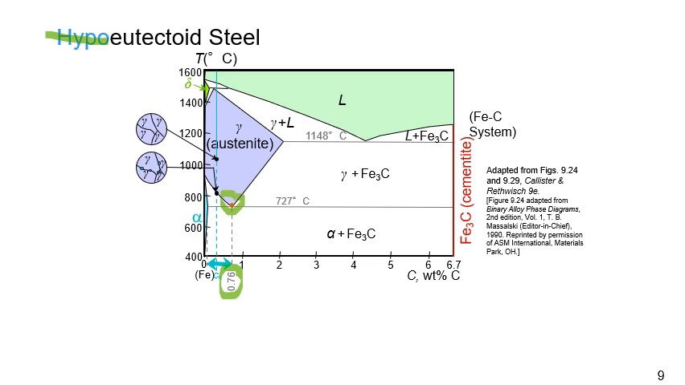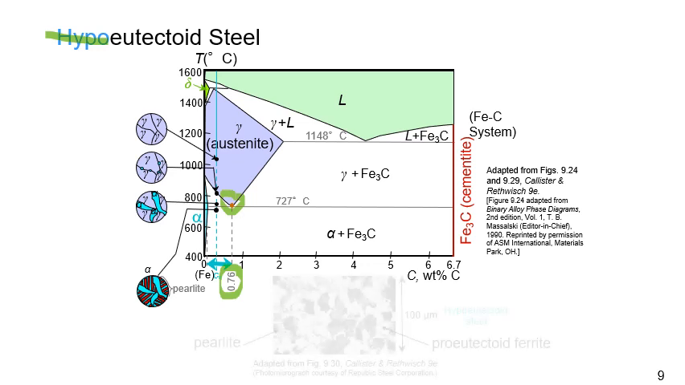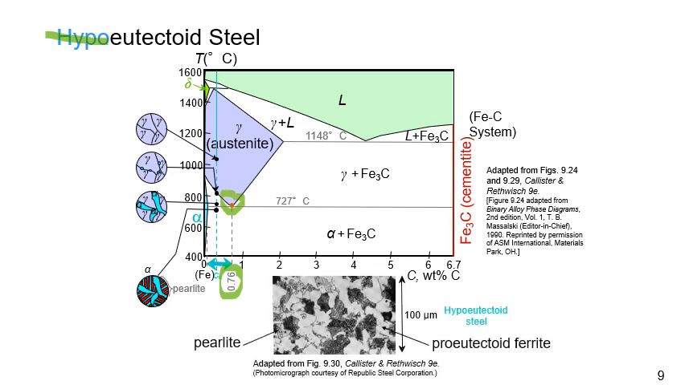But then as soon as we encounter this phase boundary, ferrite begins to form at the grain boundaries, and that grows until we get close to the 727 degree Celsius transition temperature, where the austenite reacts and forms the lamellar spacing of ferrite and carbide that we call pearlite. And so this hypoeutectoid steel, which is going to be similar to a lot of our pipeline steels, might look like this.